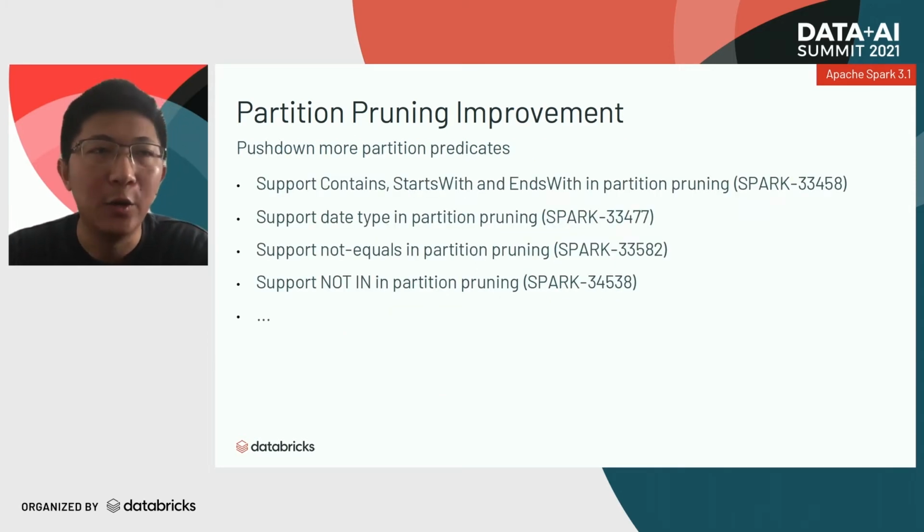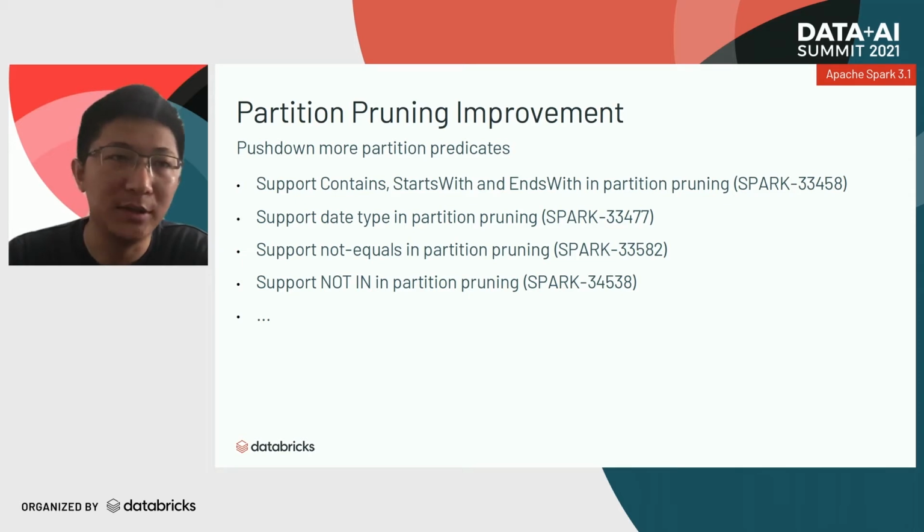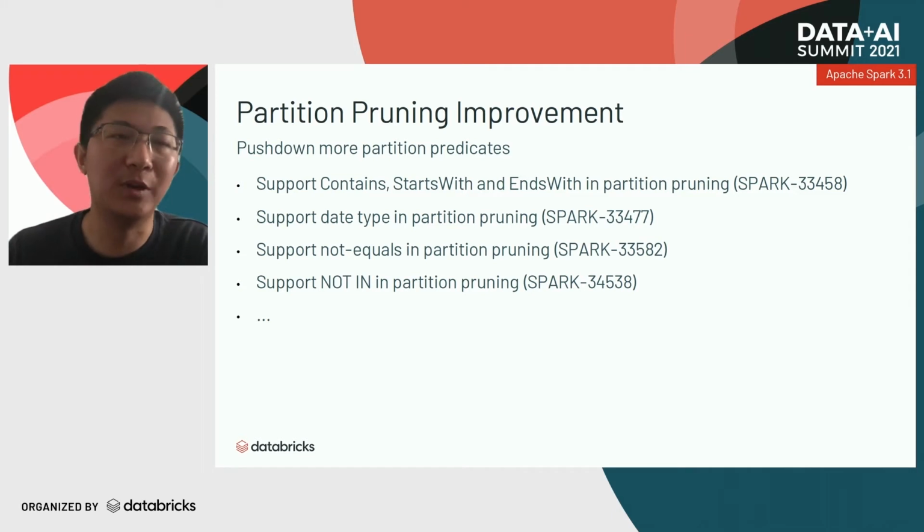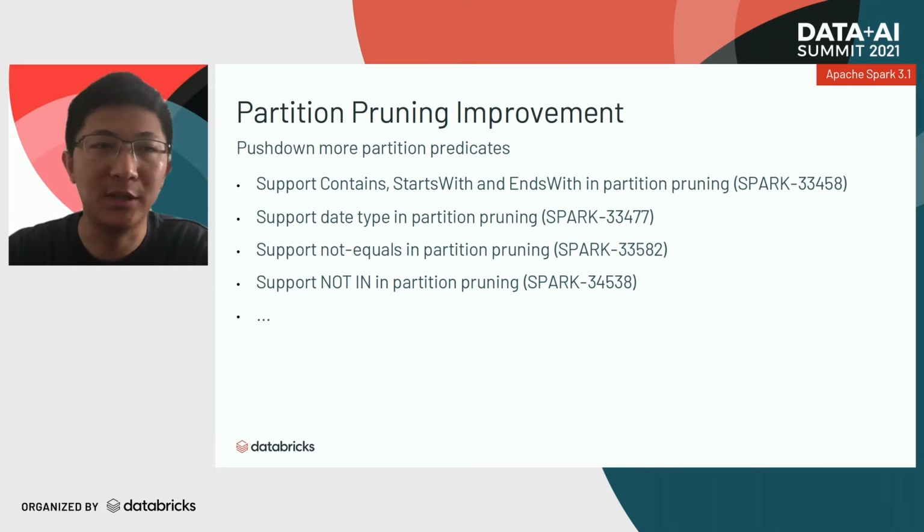In this release, we did a lot of work to send more partition predicates. For example, now we support contains, starts with, and ends with in the partition pruning. Now we also support date type columns in partition pruning, whereas before it only supported very simple types like numeric and string type. We also support not equals and not in predicates in the partition pruning. This is not a full list, and we will keep expanding it to push down more predicates to the catalog and get fewer files to scan.